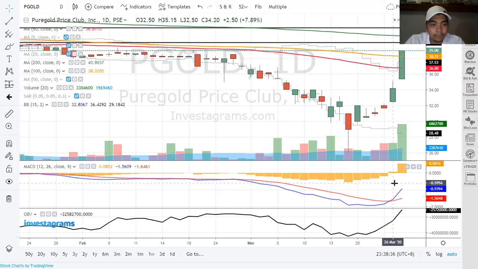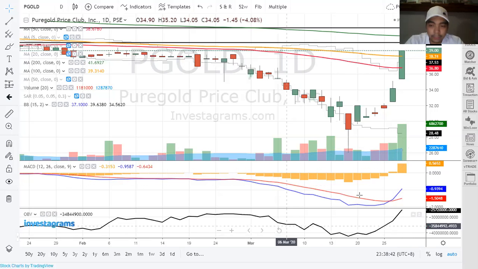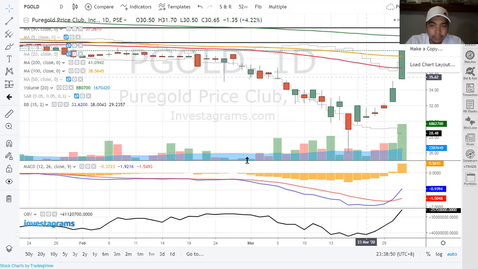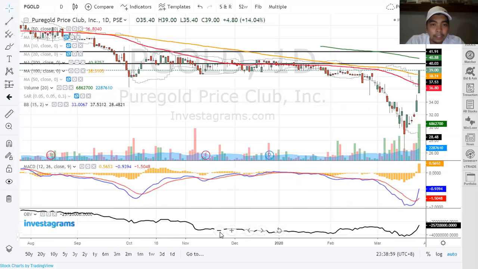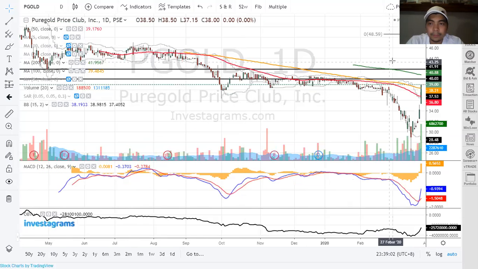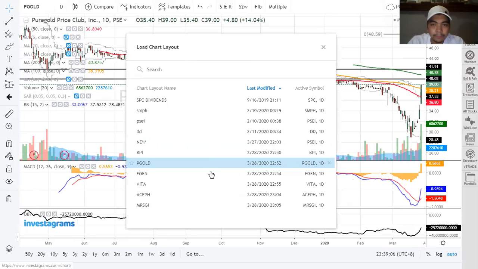Now, for the MACD, the histogram is above the zero. Then the MACD crosses already above the signal line. Then the OBV is very sharp right here. So what's the possible resistance line? It will be around 40 and 41. That was based here, the long-term trend of that one. So next we have the FGen.